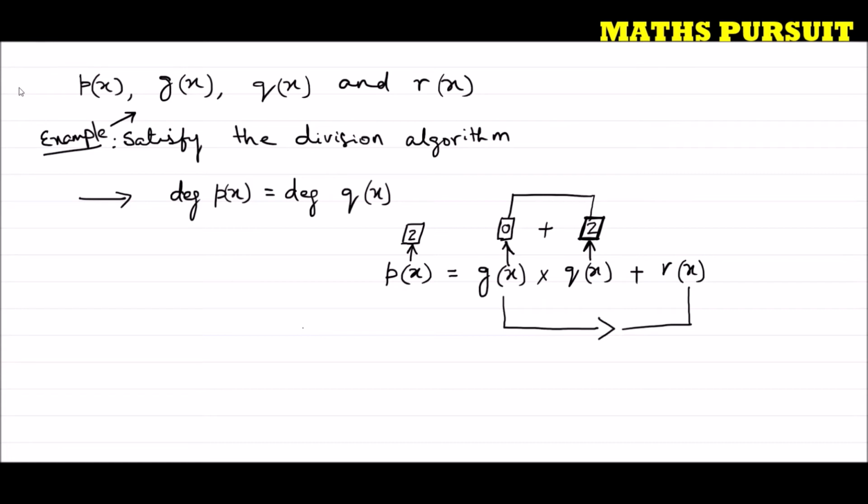Degree of g(x) being 0 means it forms a constant value. So we should form a polynomial in such a way that the divisor is a constant and the polynomial has degree 2, so that we can get a quotient of degree 2. Let us start our workout here.